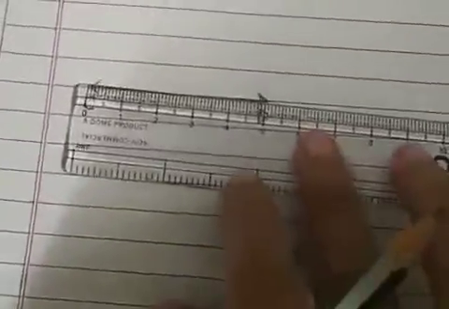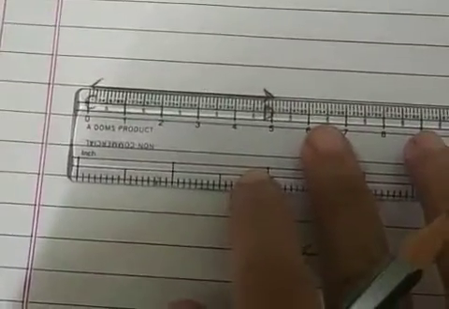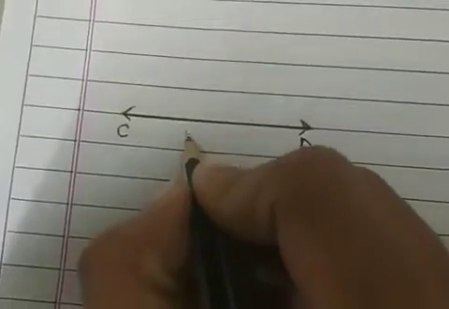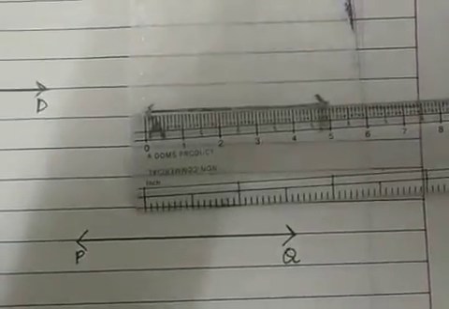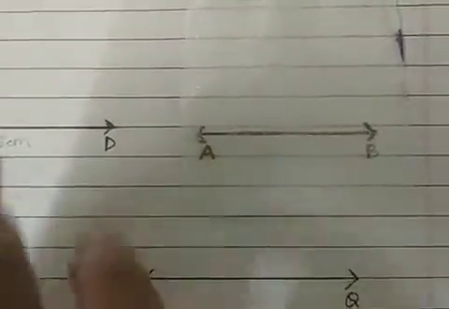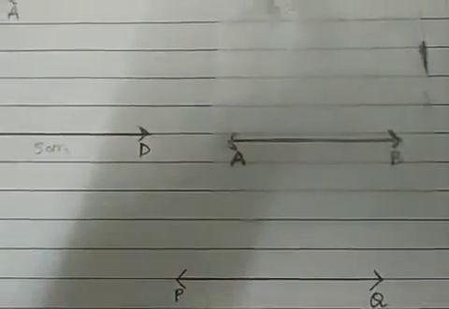To do that, what we do is that we find the length of the line segment. Now the length of this line segment is 5 centimeters. Okay, and which was the other line segment? It was AB, and the length of AB is also 5 centimeters. So you can see these two were congruent and both the line segments had the same length.